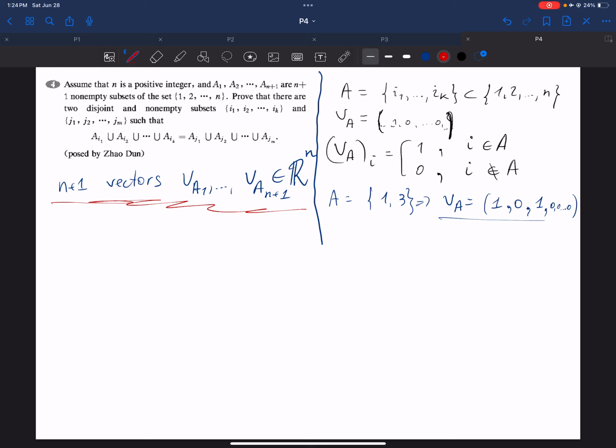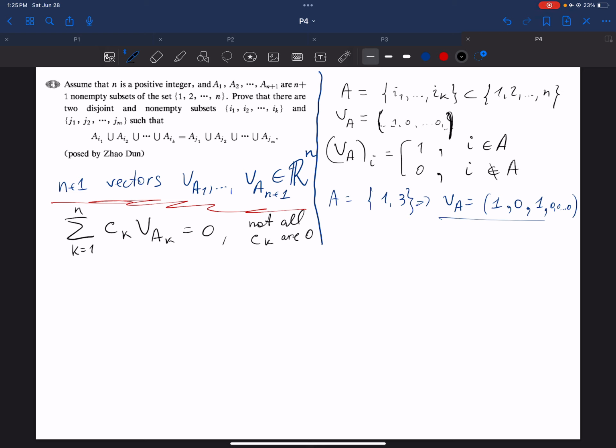It means that there exists some linear combination, sum over K from 1 to n of CK VAK, which is 0, where not all CK are 0. So some CKs are necessarily non-vanishing.